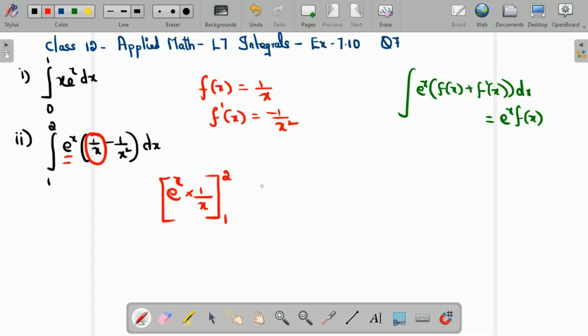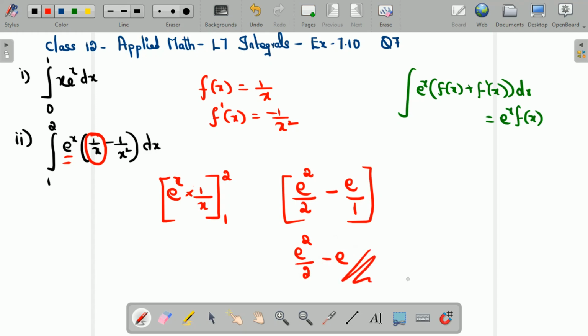So let's substitute the upper limit. This is going to be e power 2 divided by 2 minus, substituting the lower limit, e power 1 or simply e divided by 1. So if you take this out, this is e square divided by 2 minus e. You can take out the e common, or you can just leave the answer with this particular value.